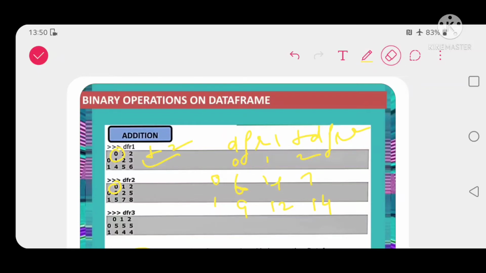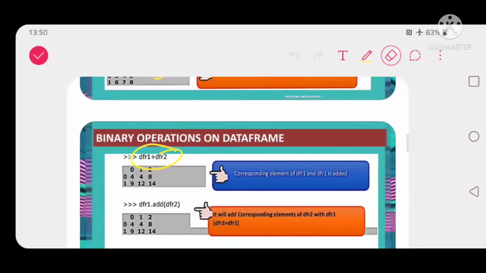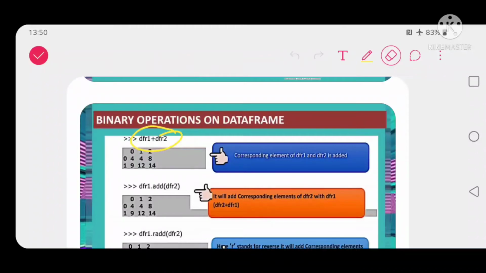Now you can see the output on the next slide clearly. This is the output of DFR1 plus DFR2. Clear? Correspondingly, all the elements are added. For adding the two data frames, we can use this function also. You can see here I am using dfr1.add(dfr2). In the previous example, I used the plus operator, but here I am using the add method.